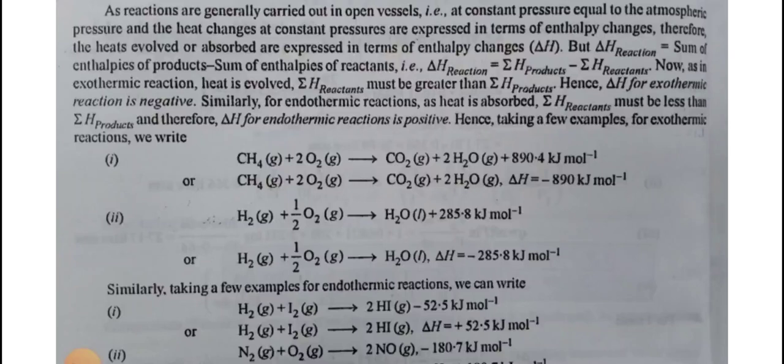Hence, taking a few examples of exothermic reactions, we write: CH4 gas plus 2O2 gas is equal to CO2 gas plus 2H2O gas plus 890.4 kJ per mole. CH4 gas plus 2O2 gas is equal to CO2 gas plus 2H2O gas, delta H is equal to minus 890 kJ per mole. Second, H2 gas plus half O2 gas is equal to H2O liquid plus 285.8 kJ per mole. Here delta H is minus 285.8 kJ per mole.